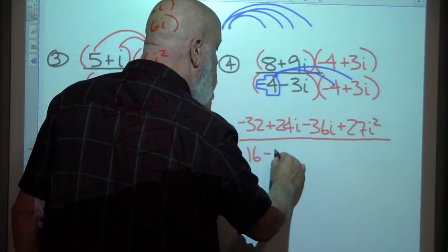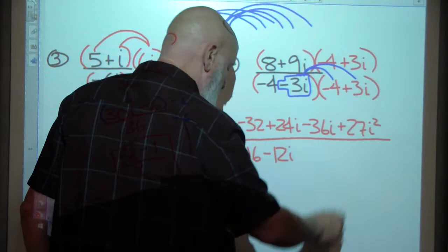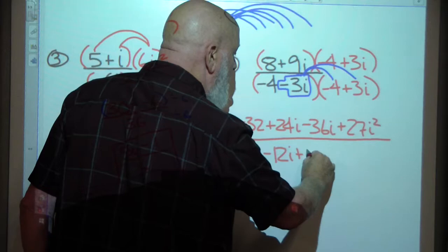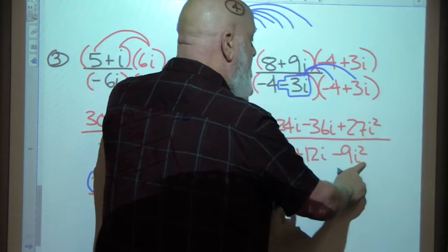And now I'm going to take this one and distribute it. And that will give me positive 12i. Negative 9i squared. Negative 3 times 3 is negative 9. i times i is i squared, and i squared is negative 1. So that's negative 9 times negative 1.